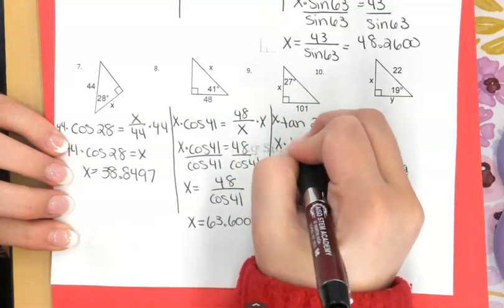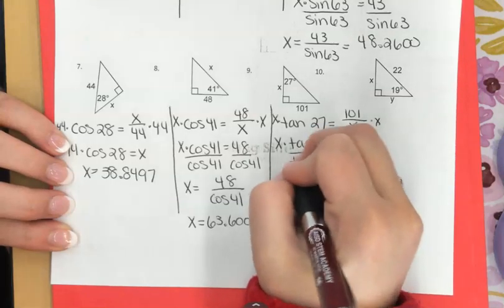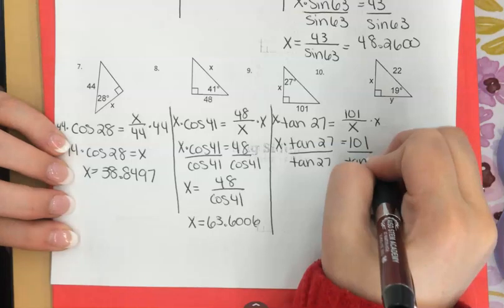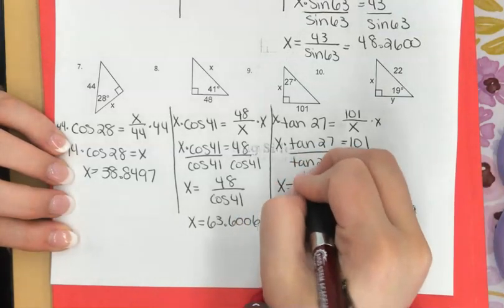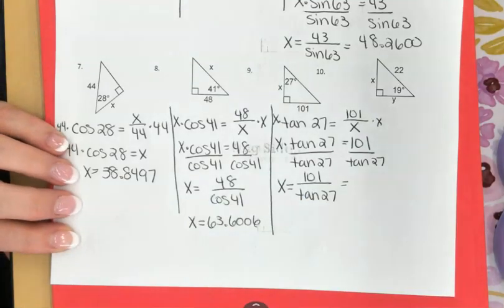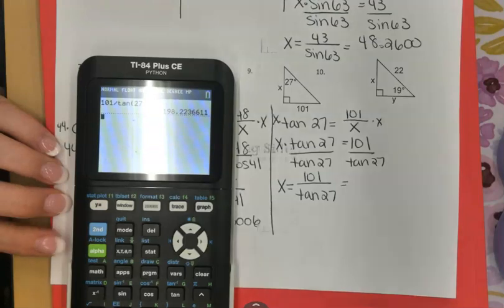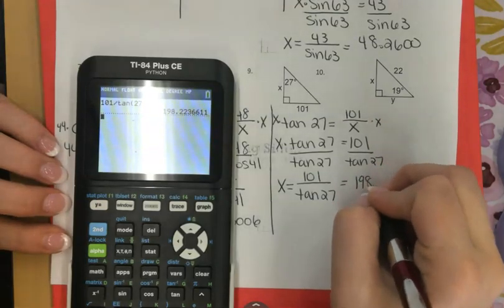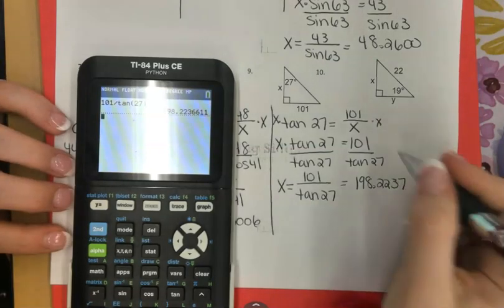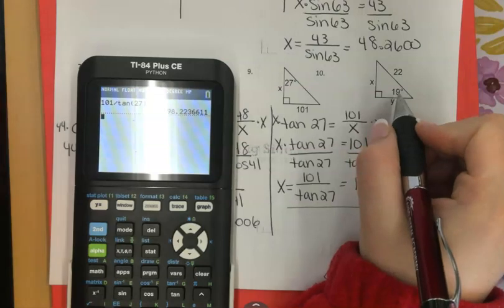So x times the tangent of 27 equals 101. Then I can divide both sides by the tangent of 27. So what's going to go in my calculator is 101 divided by tangent of 27 degrees. And I find that my missing side is 198.2237. And then my final one, here's my reference angle 19.